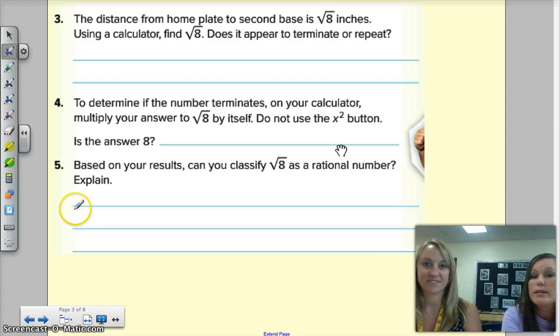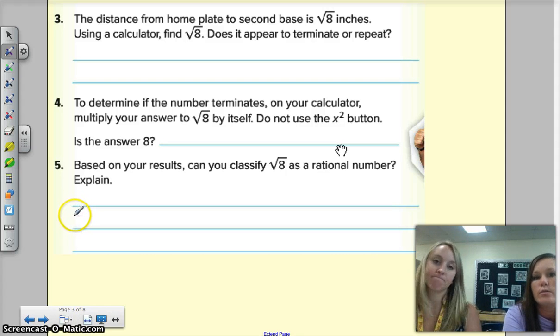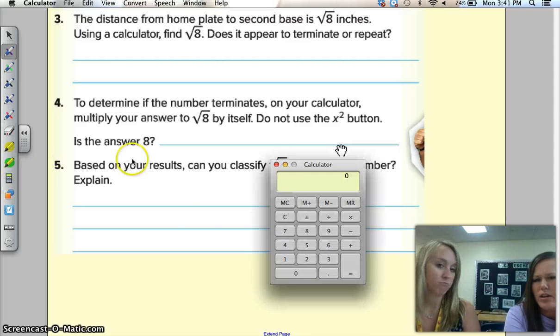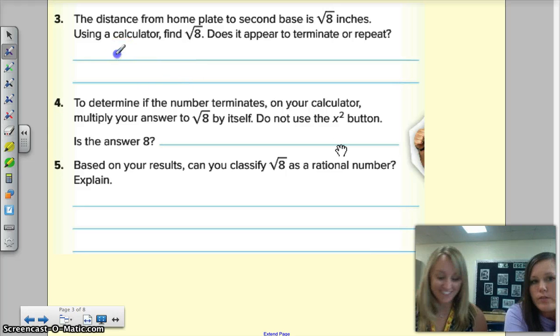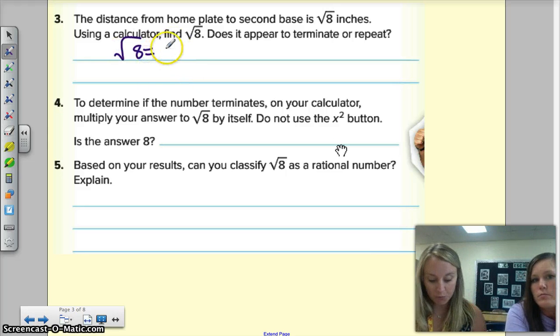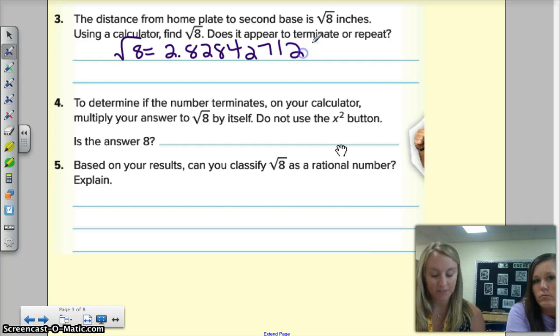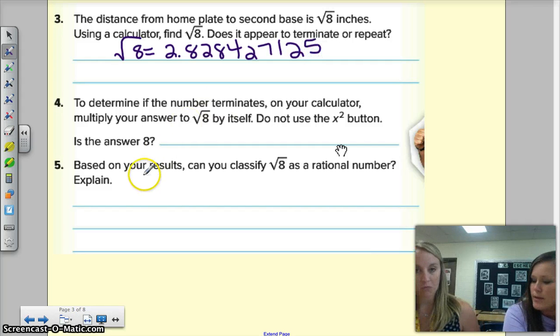The distance from home plate to second base is square root of 8 inches. Using a calculator, find the square root of 8. Does it appear to terminate or repeat? I don't know what that is off the top of my head, and this calculator doesn't do square root. Well, I have the answer for us. The square root of 8 is 2.828427125.